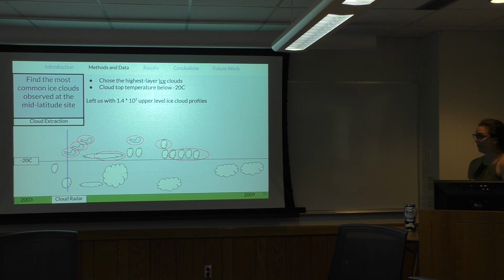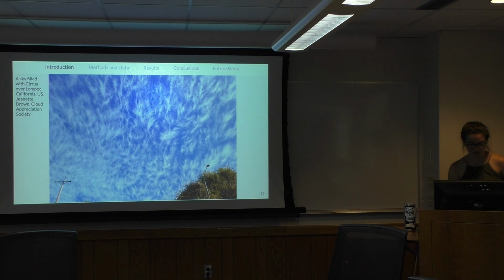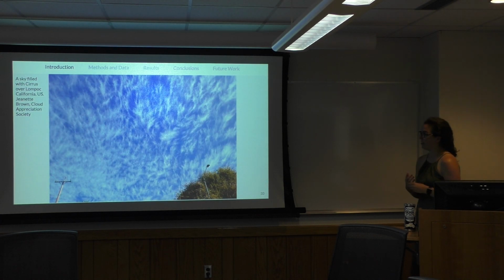So after we filtered out some of the lower level clouds, we were left with 1.4 times 10 to the 5th upper level ice cloud profiles, which is, again, way too many to analyze. So we reduced that down further using a clustering algorithm.